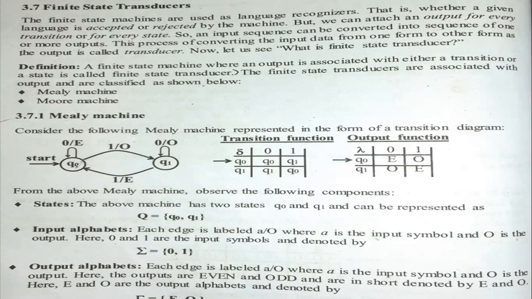So it differs. If you make Q0 a final state, then an even number of ones will be accepted. If you make Q1 a final state, then an odd number of ones will be accepted. Clear?